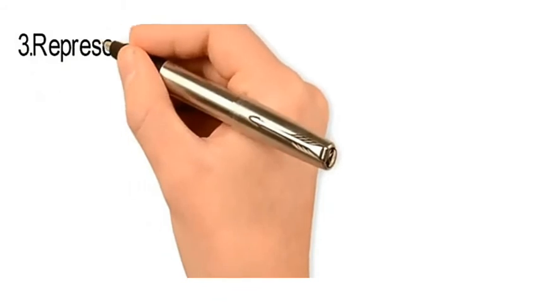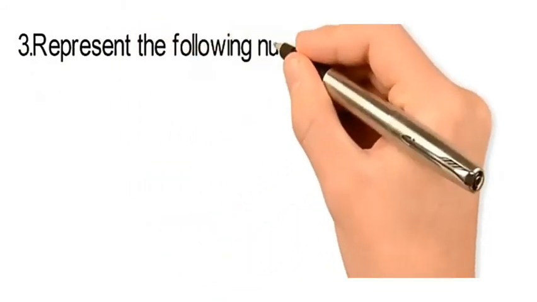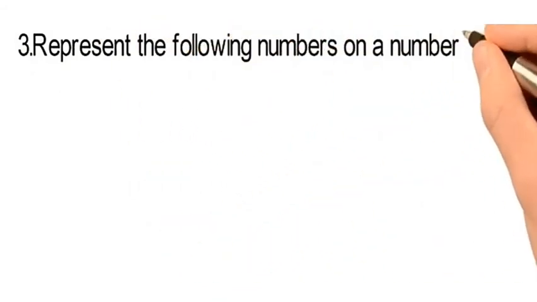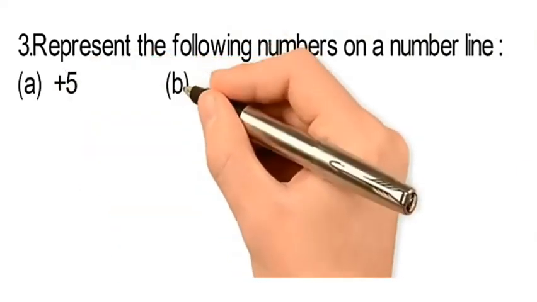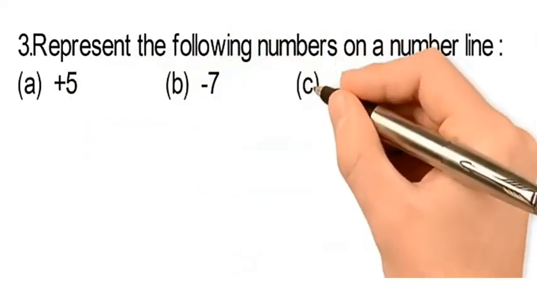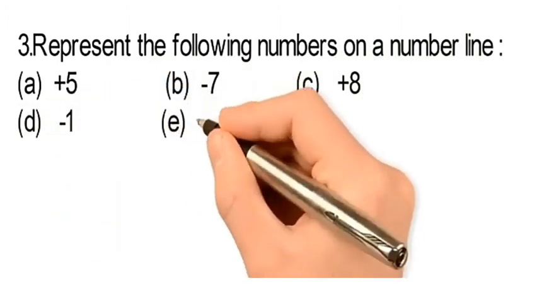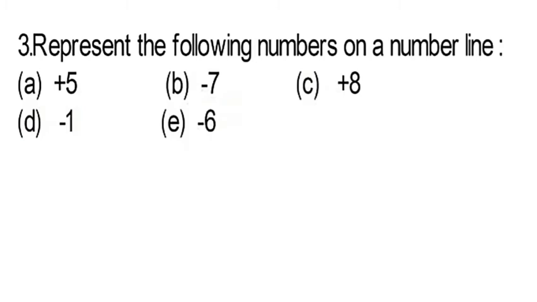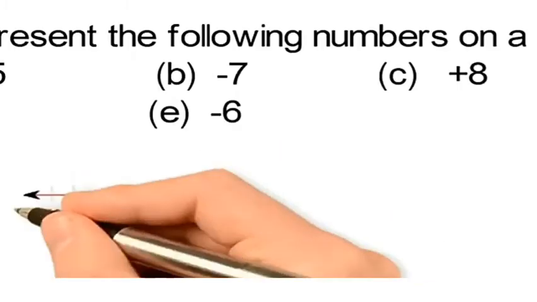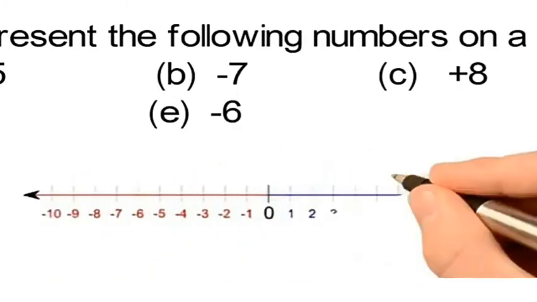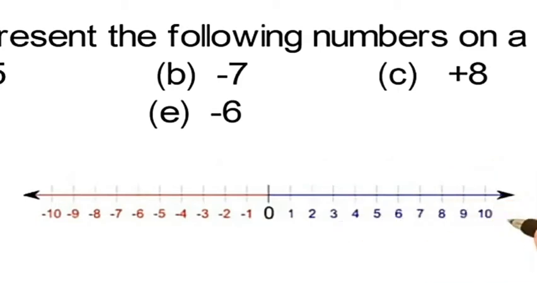Represent the following numbers on a number line. We can use separate number lines for each of these integers, or we can show all these integers on a single line. But here for each integer we'll draw separate lines. Questions are +5, -7, +8, -1, -6. So first we have to draw the number line. It should have arrow mark on both the sides. Mark the positive numbers to the right of 0 and the negative numbers to the left of 0. See that every marking is at the equal distance.